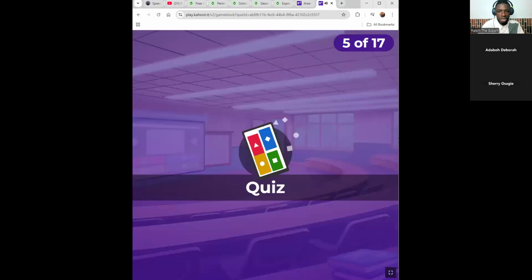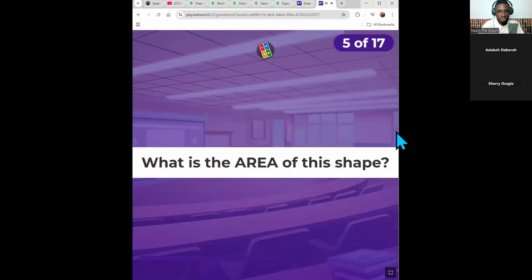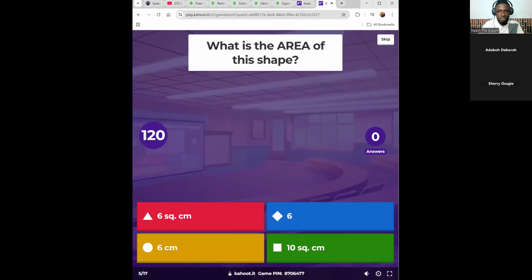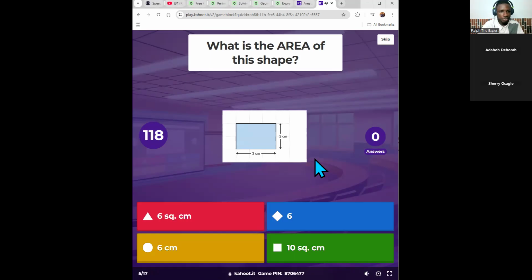Then we have the next one. What's the area of this shape? I can't see that. Okay, the length is 3 and the breadth is 2. Don't be in a rush. Ensure you pick the right one as the area, because some of the options are very tricky there.